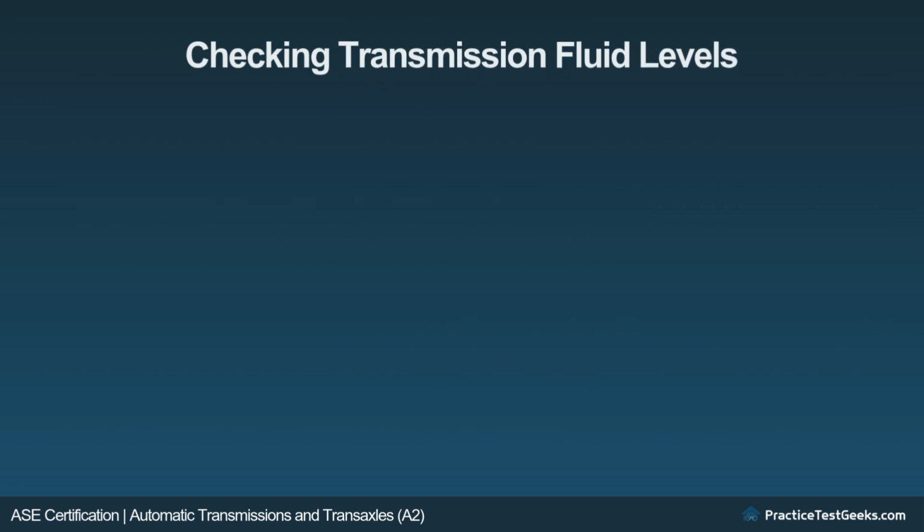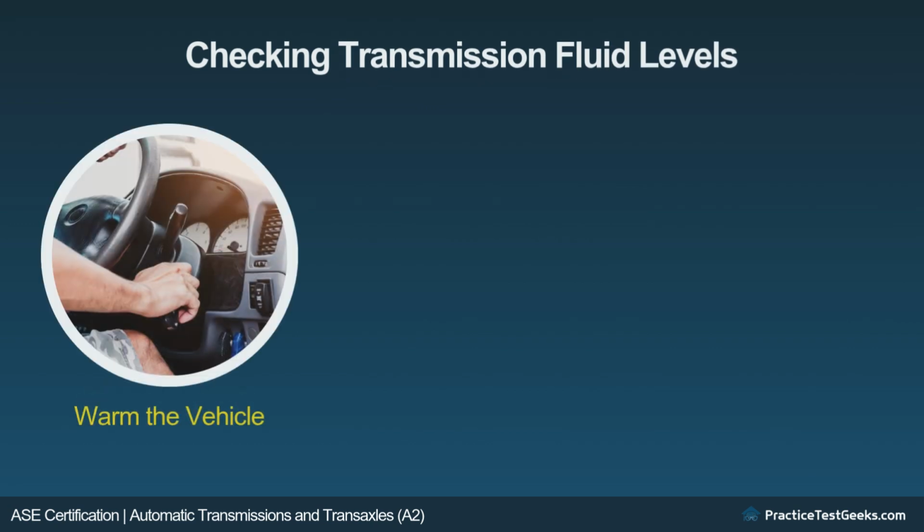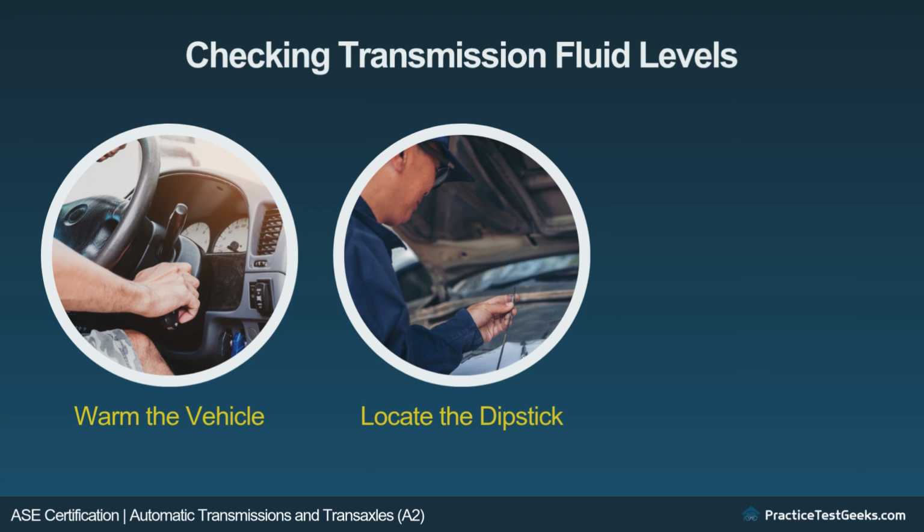Checking transmission fluid levels. Warm the vehicle. Start the vehicle and allow it to reach operating temperature. This ensures that the fluid is at the correct level and temperature. Locate the dipstick. Most automatic transmissions have a dipstick for checking the fluid level. It is typically located near the engine or under the vehicle.